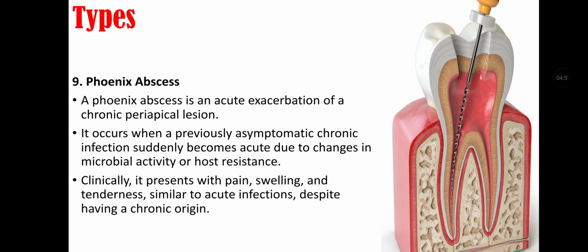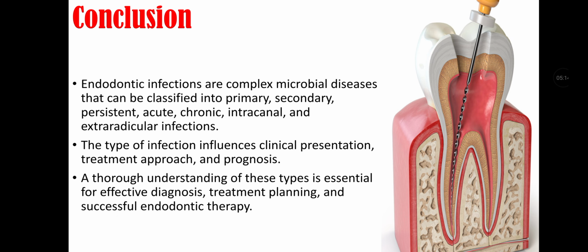Ninth type is phoenix abscess. Phoenix abscess is an acute exacerbation of chronic periapical lesion. It occurs when a previously asymptomatic chronic infection suddenly becomes acute due to changes in microbial activity or host resistance. Clinically, it presents with pain, swelling, and tenderness similar to acute infections despite having a chronic origin.